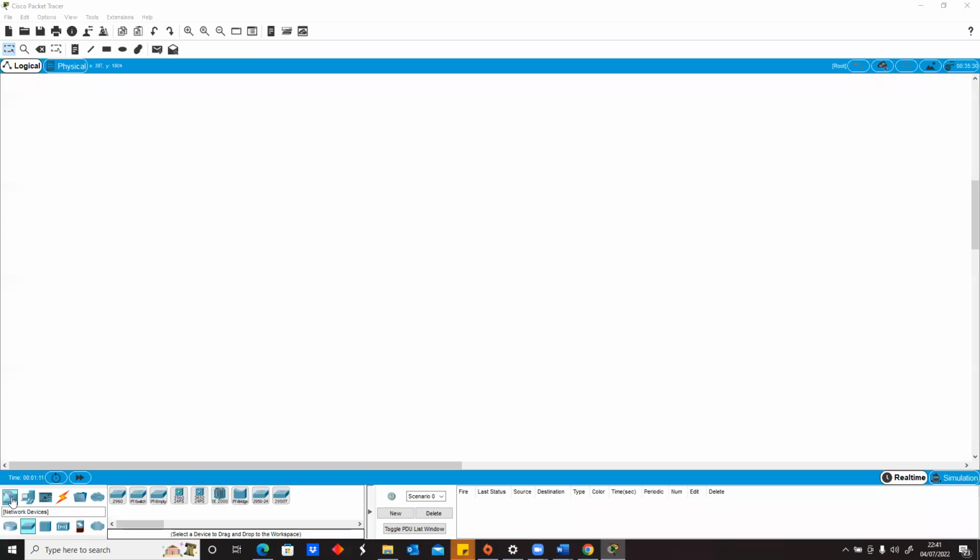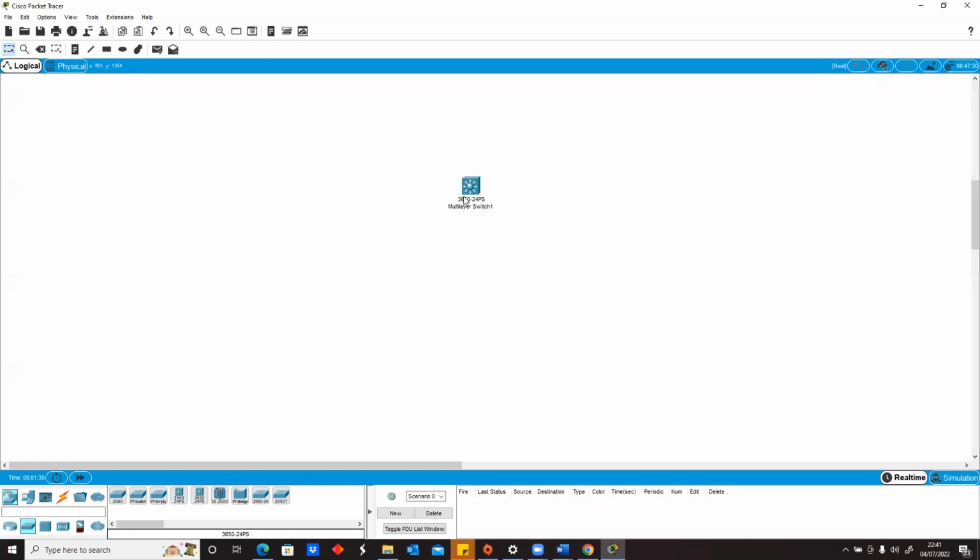So in order for you to use the multi-layer switch, you need to go on your devices and go on switches. And multi-layer switches, this is an example of the multi-layer switch, 3560 and 3650. I always prefer the 3650, but again, it's just a matter of preference.